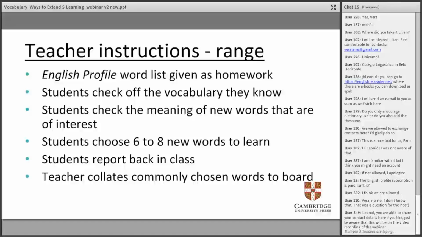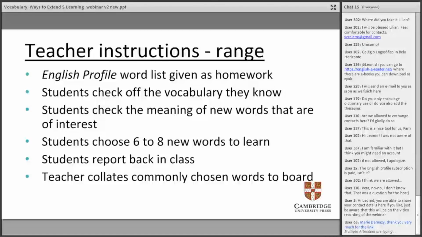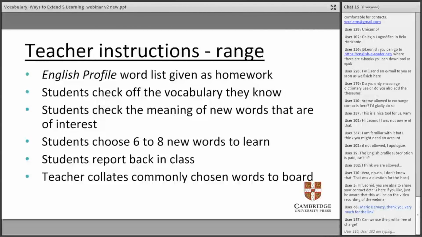So they sort of said, which words should I learn? And I said, well, look up some of them, learn the ones that you think are interesting. So that's looking at Schmidt's idea that if it's interesting, learners are more likely to learn the words. Then the next day in class, I got students to come back.